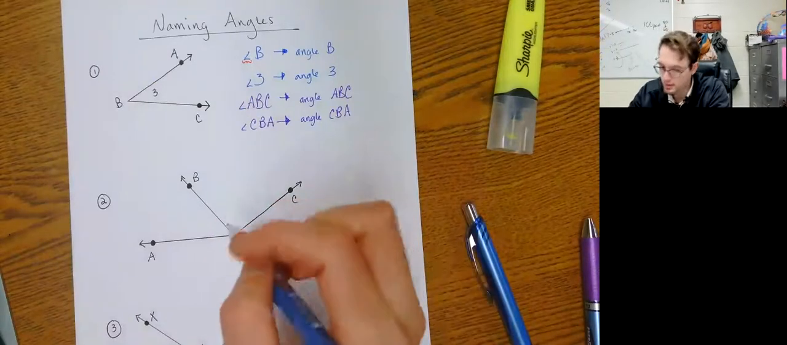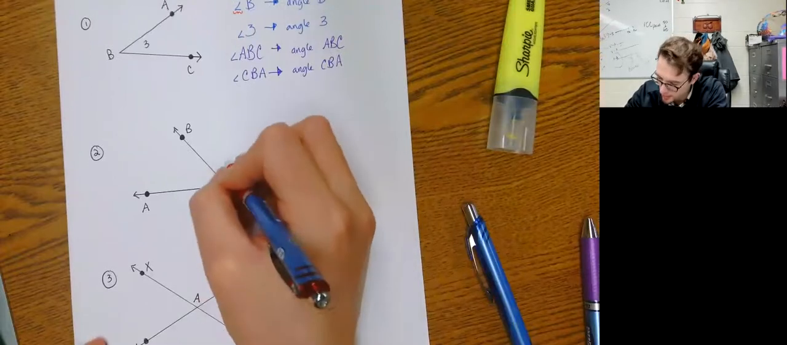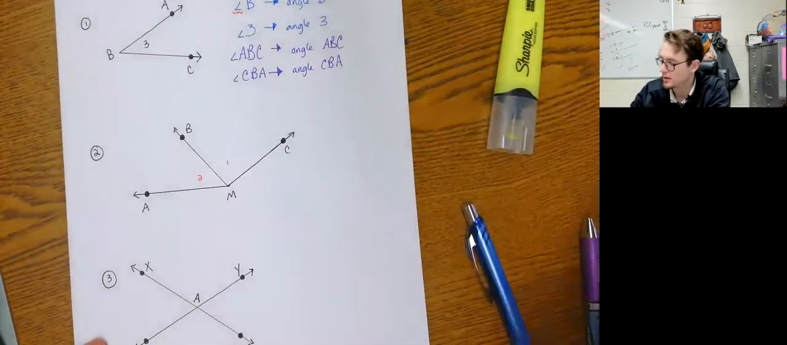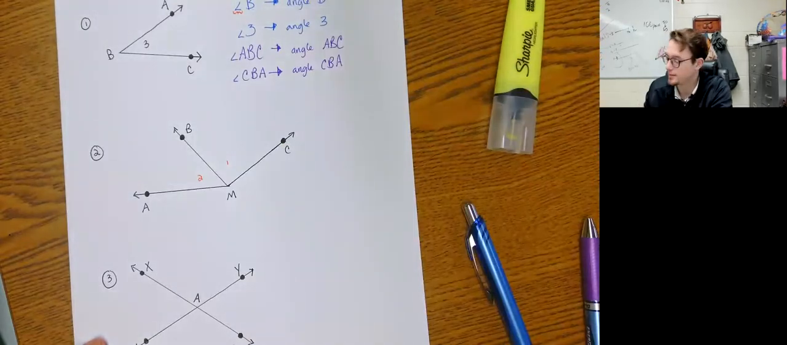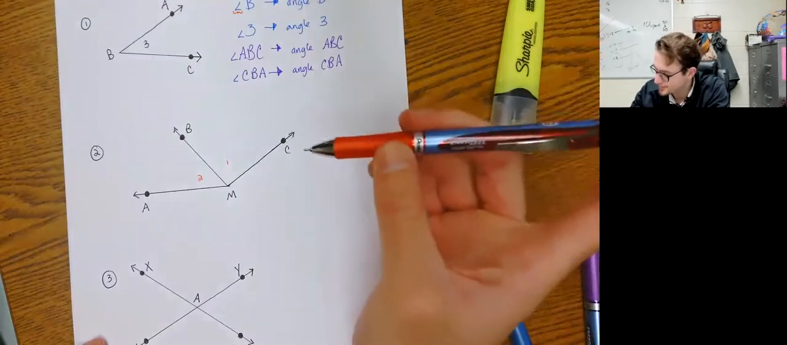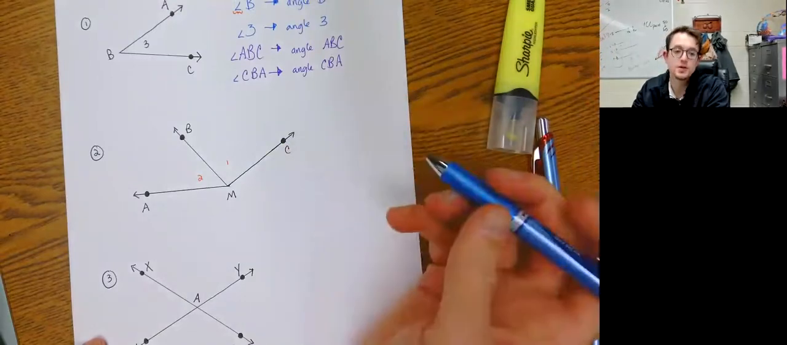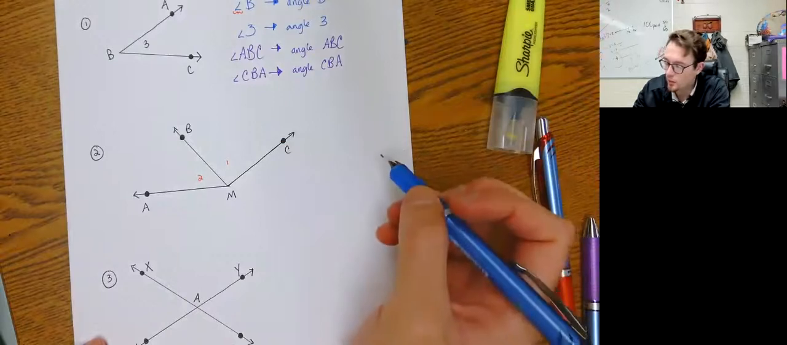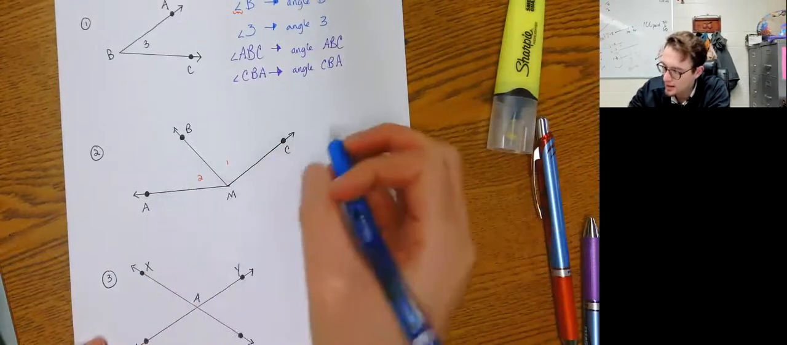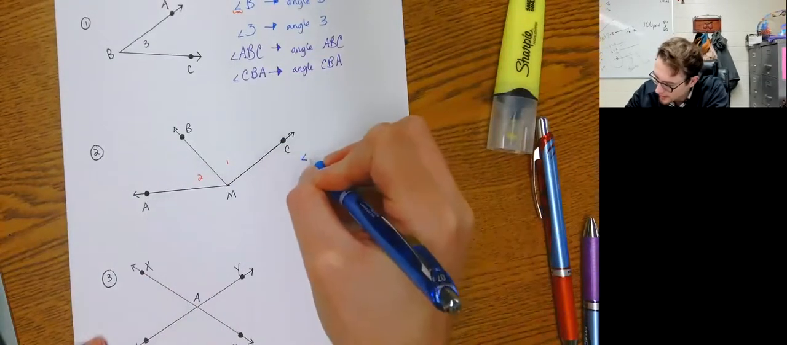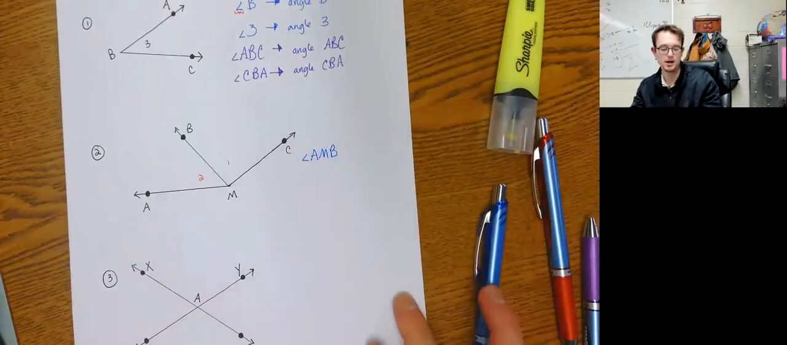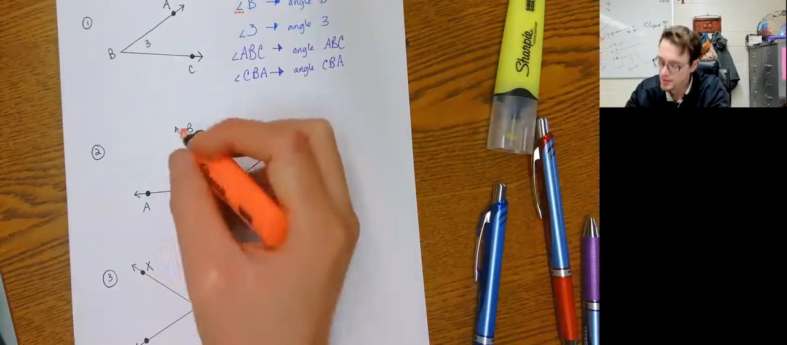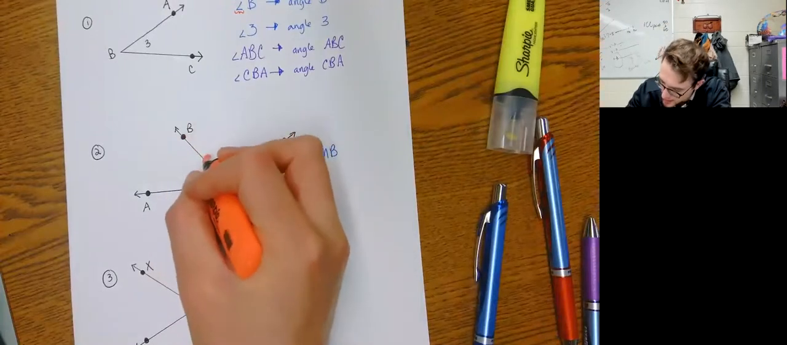Now, let's move on to this example. Let's put a 1 and a 2 here. There's multiple angles here, so we're actually going to name all of the angles. Let's start off by just using the points. I have one angle, which is angle AMB. As I do this, I am going to put some arcs here for the angle. So I just did this angle.